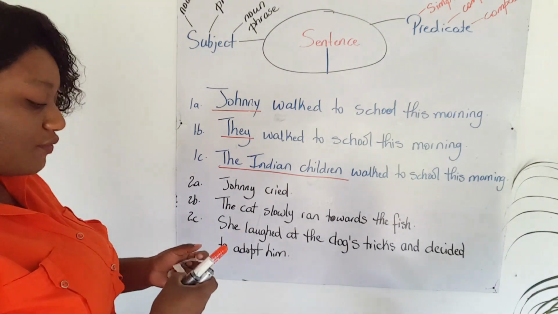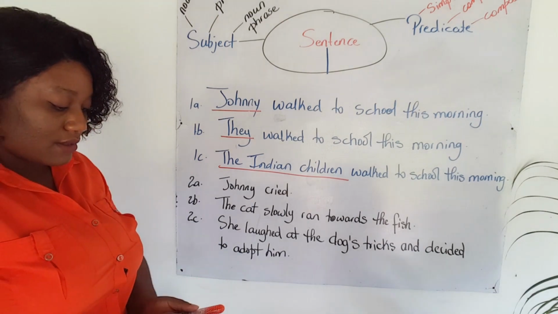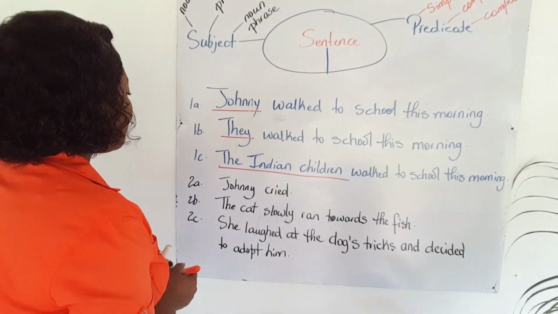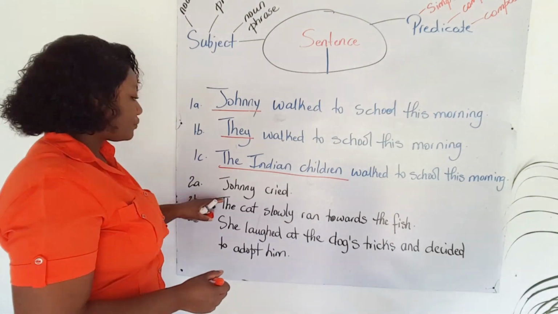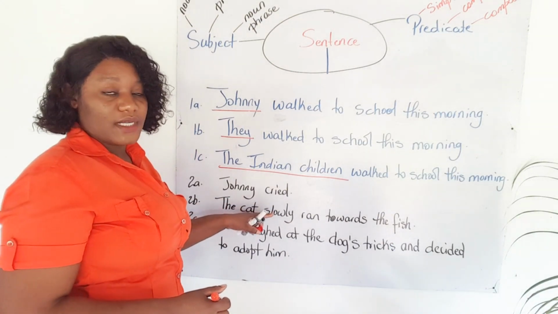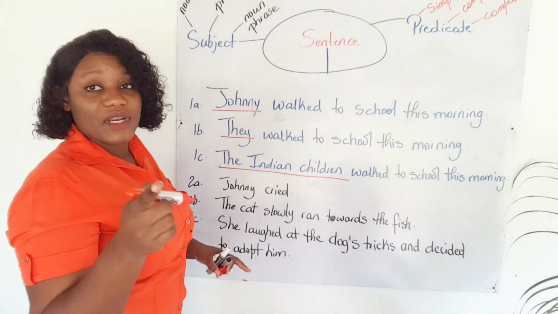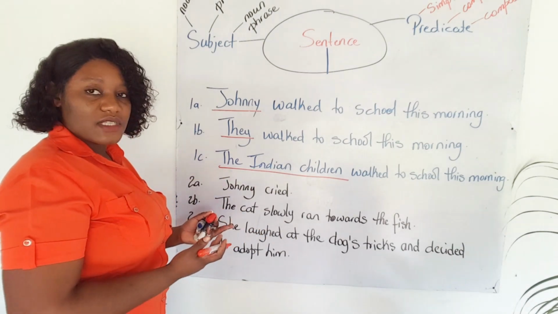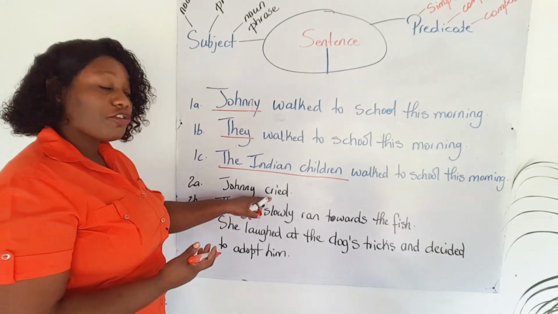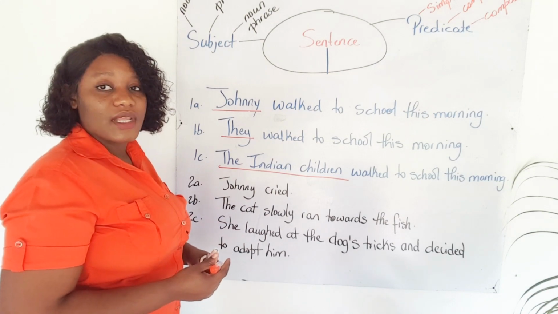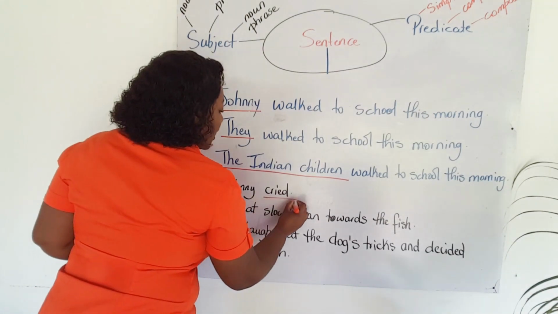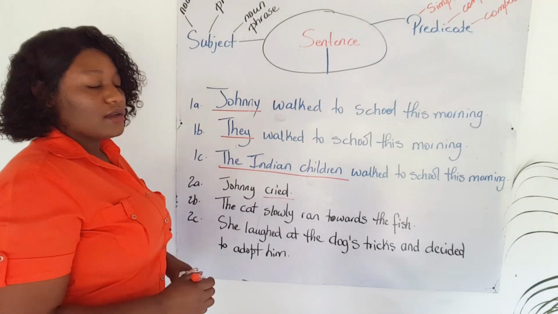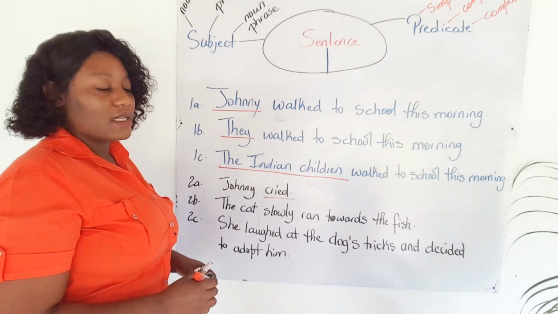Let us now identify the different parts. Let us identify the predicates in these sentences. So 2a, Johnny cried. What's our predicate? Now remember, our predicate must always begin with a verb. So what part of this sentence is a verb? Cried, because this part is showing the action. So cried here is our verb. This here is our simple predicate.